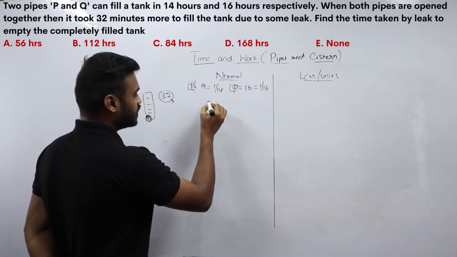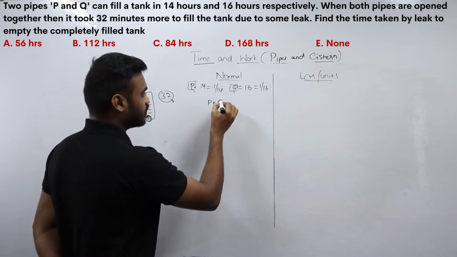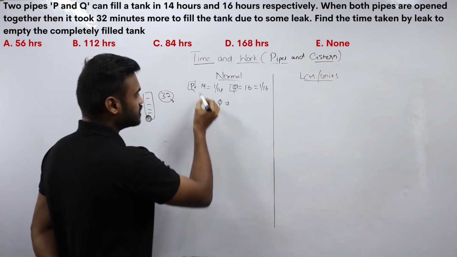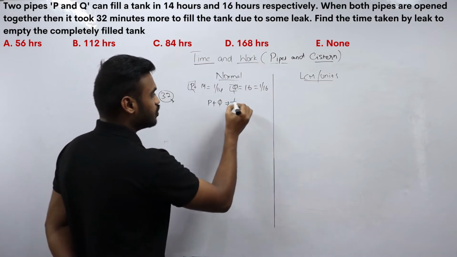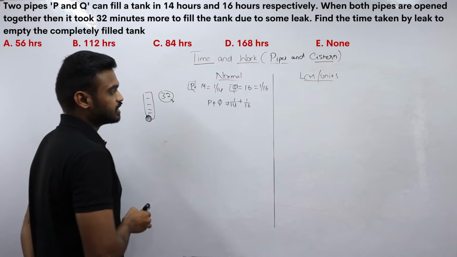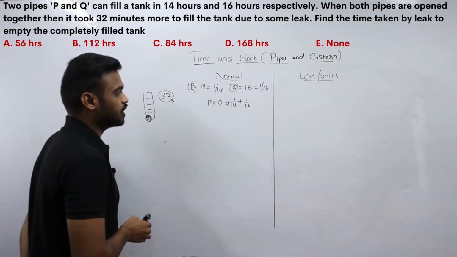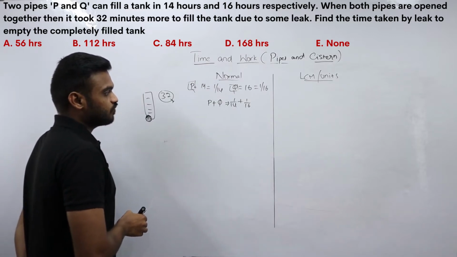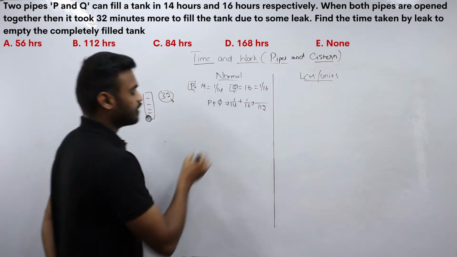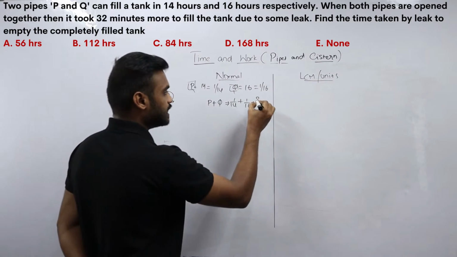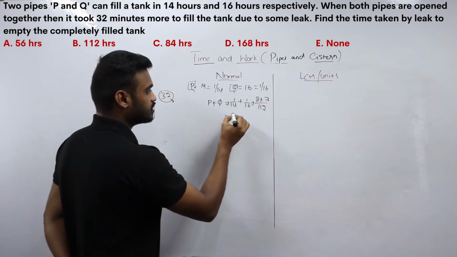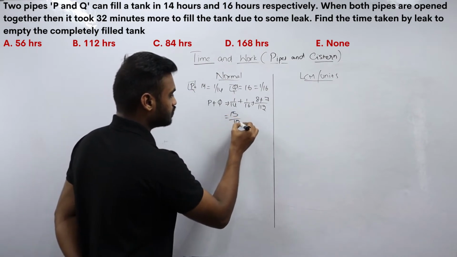First of all we need to find out the total time taken for P and Q alone, if there is no leak, to finish the entire work. So I am adding both the efficiencies: 1 by 14 plus 1 by 16. The LCM of 14 and 16 is 112, since 16 sevens are 112 and 112 is divisible by 14. So 1 by 14 into 112 is 8, plus 1 by 16 into 112 is 7. So I will get 15 by 112.